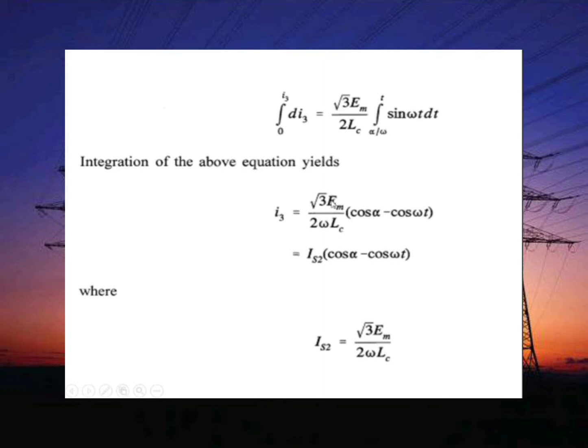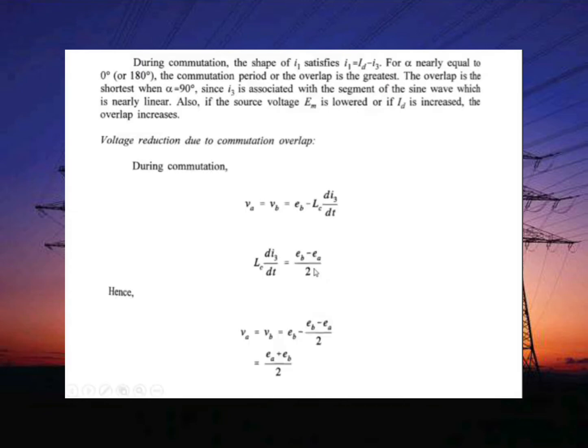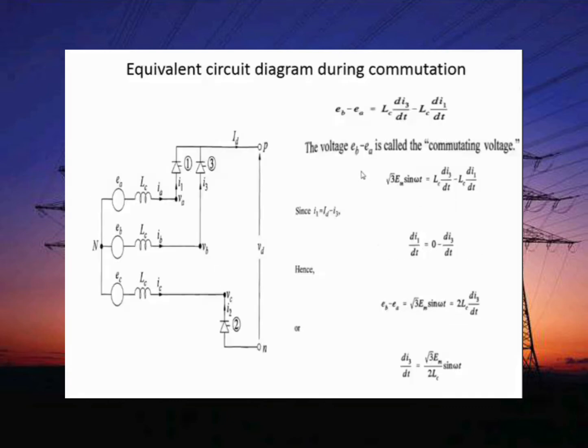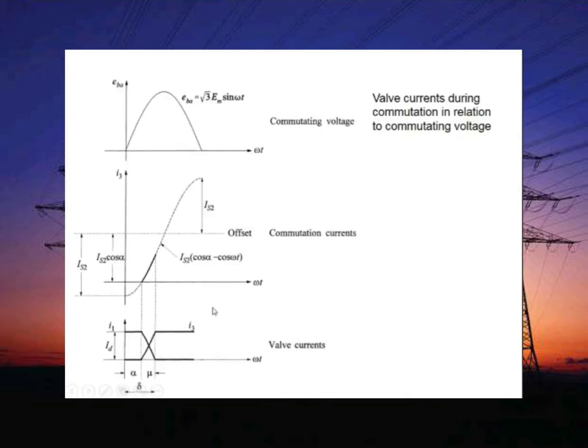You can also write root 3 Em divided by 2 omega LC is equal to IS2, the secondary current. So during commutation, the shape of I1, where I1 equals ID minus I3, is shown in this figure here.